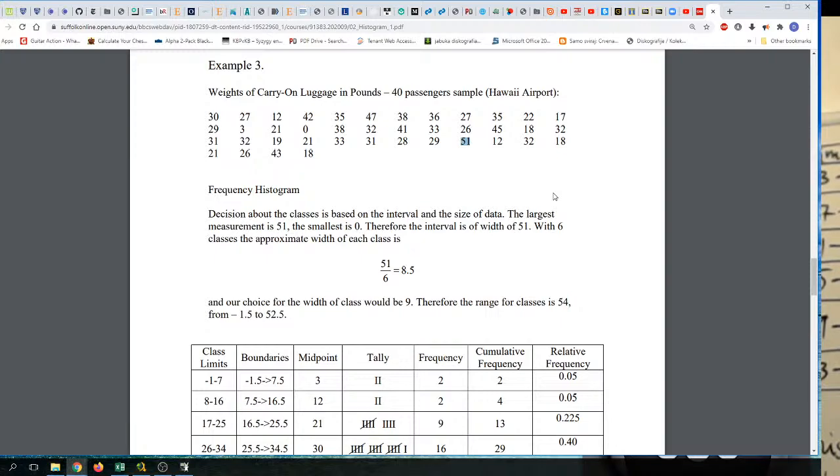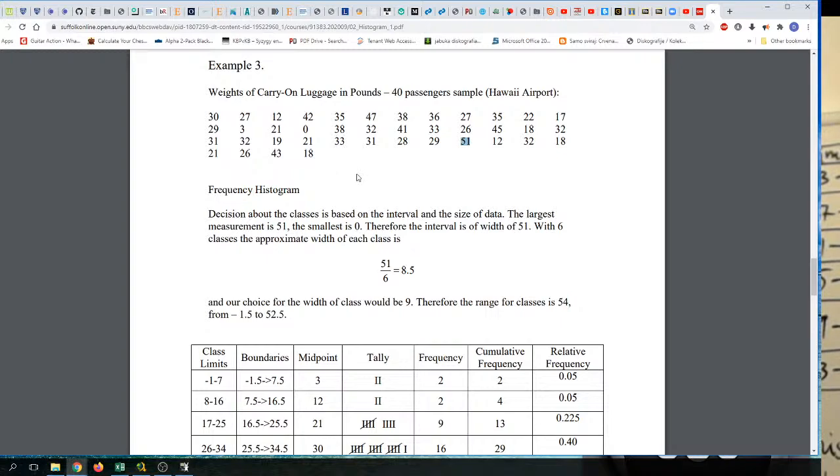So 54 will cover 51, between 0 and 51. Which means if I want to be completely unbiased here, I'm going to use between negative 1.5 up to 52.5. Why is that negative in the game here? Because the beginning of my whole sample is 0, and the end of the range is 51.